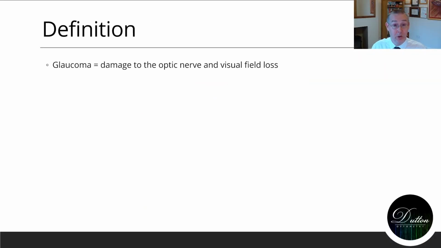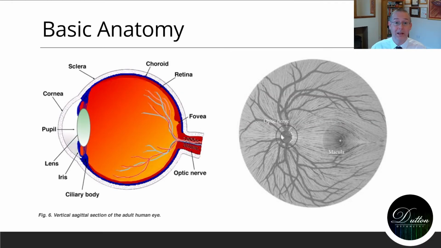So as I mentioned, glaucoma is damage to the optic nerve, and as a result of that the effect is loss of the visual field, or your field of vision if you prefer. Let's start off with some basic eye anatomy. This is the eyeball here, this is the front of the eye, and this is inside the eye. And in glaucoma we're particularly interested here in the optic nerve. The optic nerve is what connects the eye and the brain together.